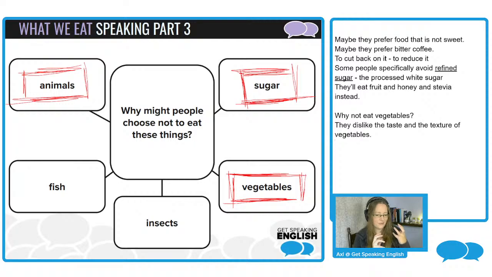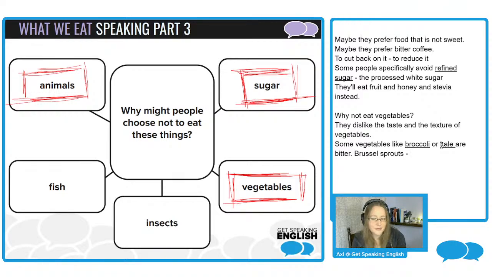Or maybe too, some vegetables like broccoli or kale are bitter. Yeah, so there are some examples of bitter vegetables, or Brussels sprouts also. Those are pretty bitter. Yeah, a lot of people don't like vegetables for that reason, right?